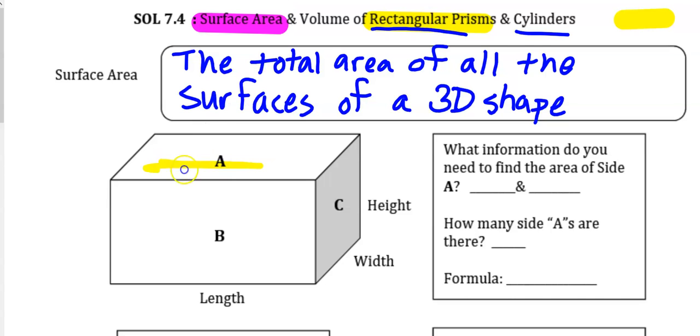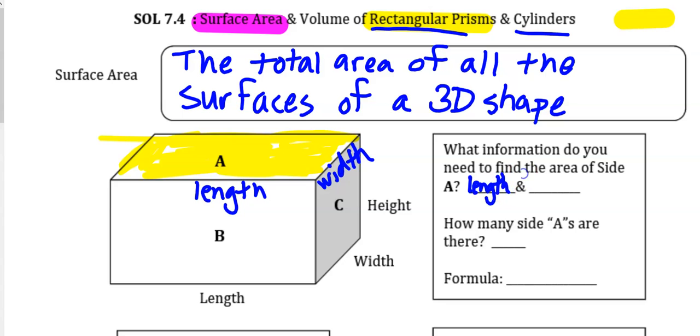So let's look first at A, up here, and let's think about what we would need to find the area of A. Okay, so A we can find by multiplying the length, and that's that side, and then the other side here is going to be the width. So go ahead and label your notes along with me, and you can use your highlighters if you'd like. So to find the area of side A, you need the length and the width.